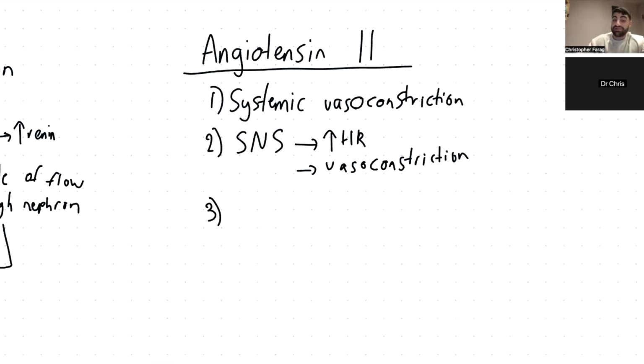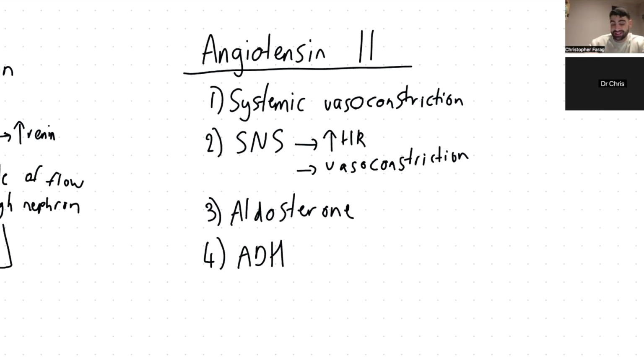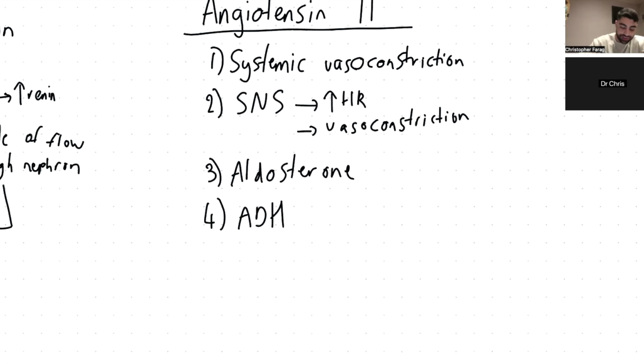It can produce some of our key other hormones. We can stimulate aldosterone, which we'll have a deeper dive into in a second. It can also stimulate ADH. Again, we're going to have a deeper dive into what these hormones do in a second. Now, another thing it does is it causes prostaglandin release. Now, what does this do? This is actually quite interesting.